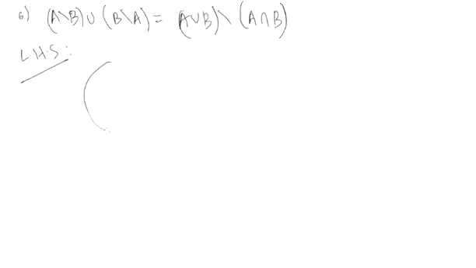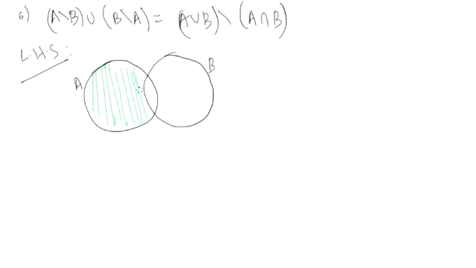We draw a Venn diagram. You have A, you have B, and you've already seen all this. A set difference B is this. B set difference A is this, and the union of these two is obviously the entire shaded region. We've already seen this as a symmetric difference. Good. Now let's take the right hand side.